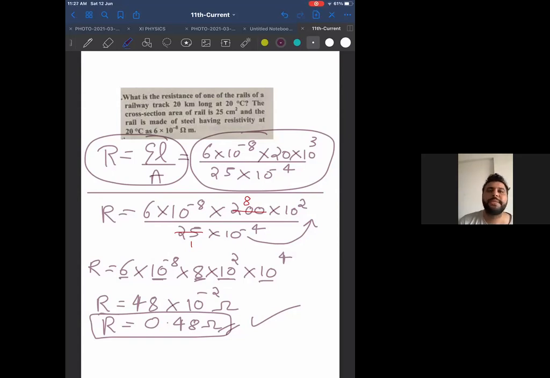Both the problems that we have done right now are similar. Why similar? Because even though in one I have to find resistance, and in the other one I have to find resistivity, I am starting with the same formula, substituting the terms, and getting the required answer. No other formula, only one formula. Therefore, this is one.